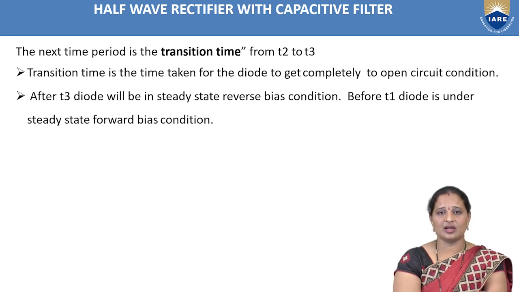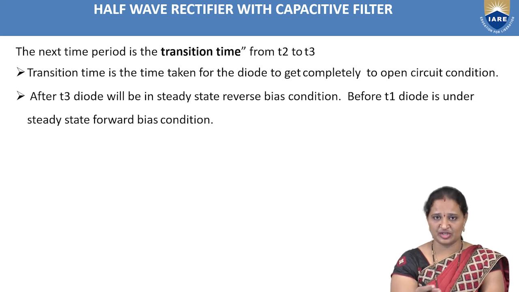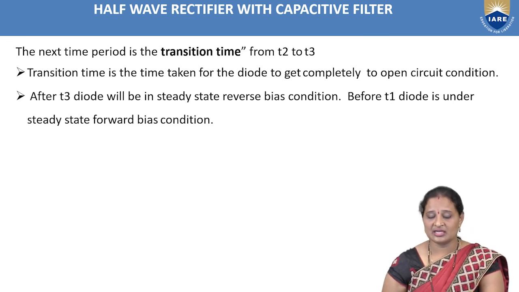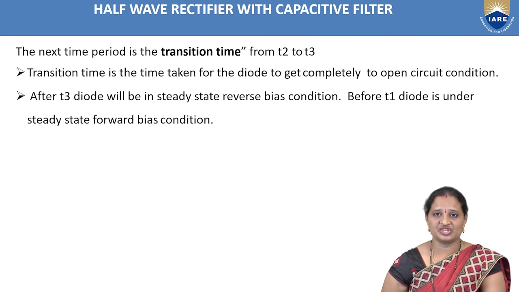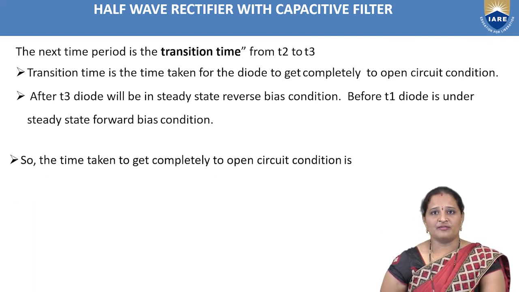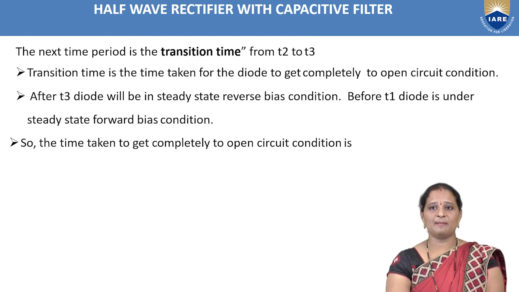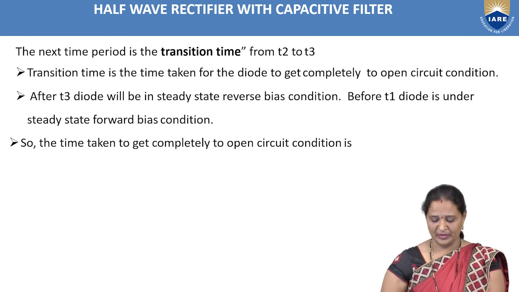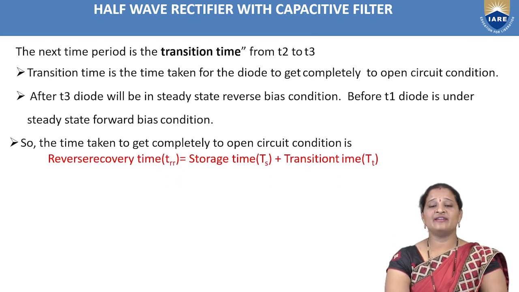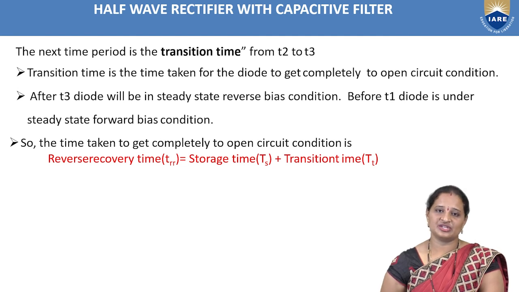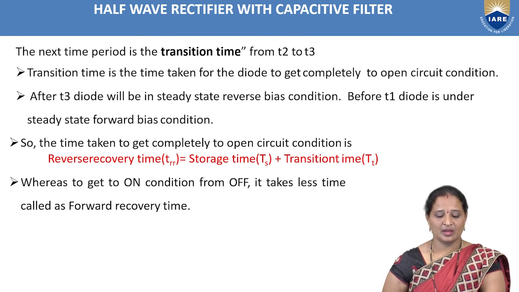So even once the minority charge carrier concentration has been removed, it takes some time to enter into its steady state reverse bias condition, and that time is known as the transition time. Now, the time taken by the diode to get completely open circuited is called the reverse recovery time, which is given by the storage time plus the transition time. That is the addition of storage time and transition time.